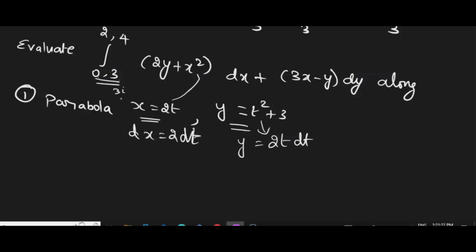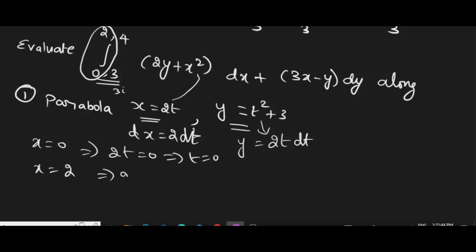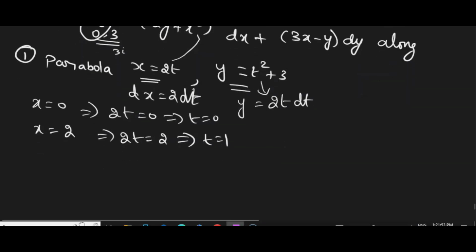And to check the limit, you take either the x limit or the y limit. If I take only the x limit, when x is 0, 2t is equal to 0, which implies t is equal to 0. In the same way, for the upper limit, when x is 2, 2t is equal to 2, which implies t is equal to 1. So the above question will become an integral with everything in terms of t, from t is equal to 0 to 1.